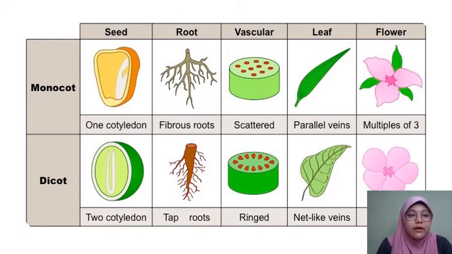In terms of their vascular tissue, stem vascularization, the vascular bundles in monocots are scattered, whereas they form a ring structure in dicots. In terms of the leaf veins, monocots show parallel venation, whereas dicots display reticulated or net-like veins. And lastly, in terms of the floral organs, monocots have flower parts in multiples of 3, while dicots are in multiples of 4 or 5 in terms of their flowers.